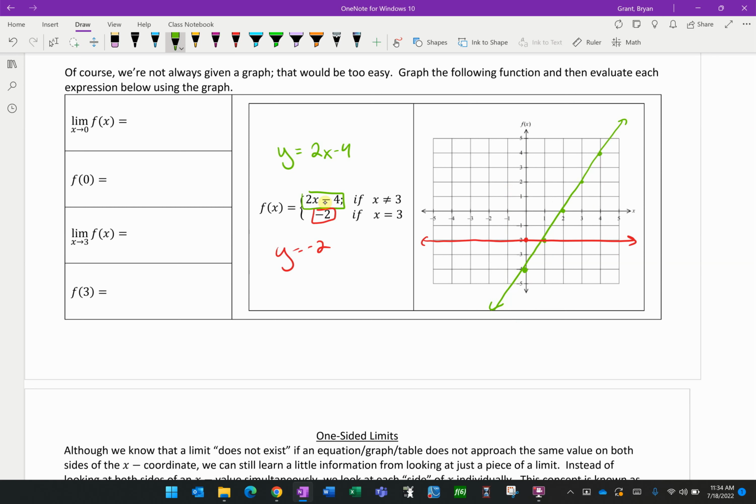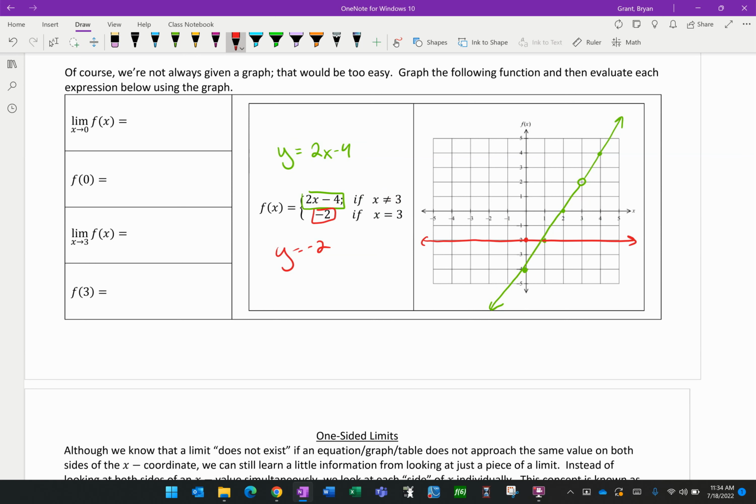It says we want the diagonal line 2x minus 4 for all x's except x equal 3. That's why it says if x is not equal to 3, make this line. So let's go ahead and take a look at x equals 3. Here's 3, and there's a point. We only want this green function for x's not equal to 3. So what we're going to do is take away x equals 3, and we do that by doing a nice open circle and then reconnecting. This is the equation y equals 2x minus 4 for x's not equal to 3.